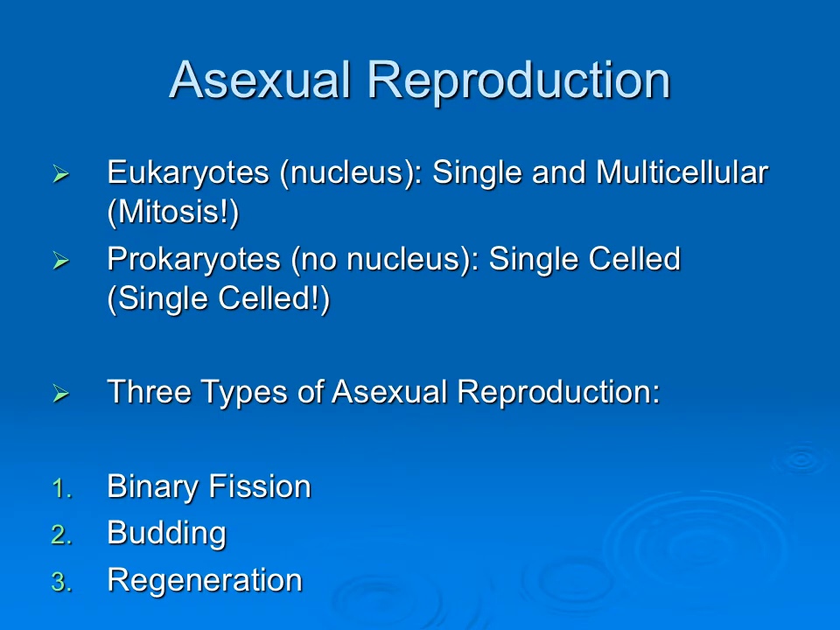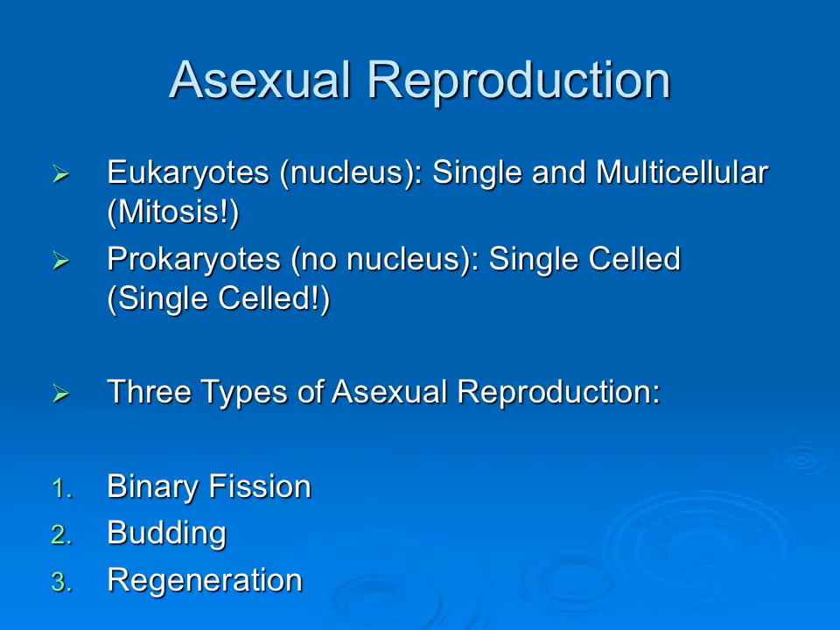Asexual reproduction. So eukaryotes, remember, have a nucleus. Eukaryotes can be single and multicellular organisms and reproduce through or divide through mitosis. Prokaryotes do not have a nucleus, and some examples of prokaryotes are single-celled. So notice that we have single-celled that do have a nucleus and single-celled that don't have a nucleus.